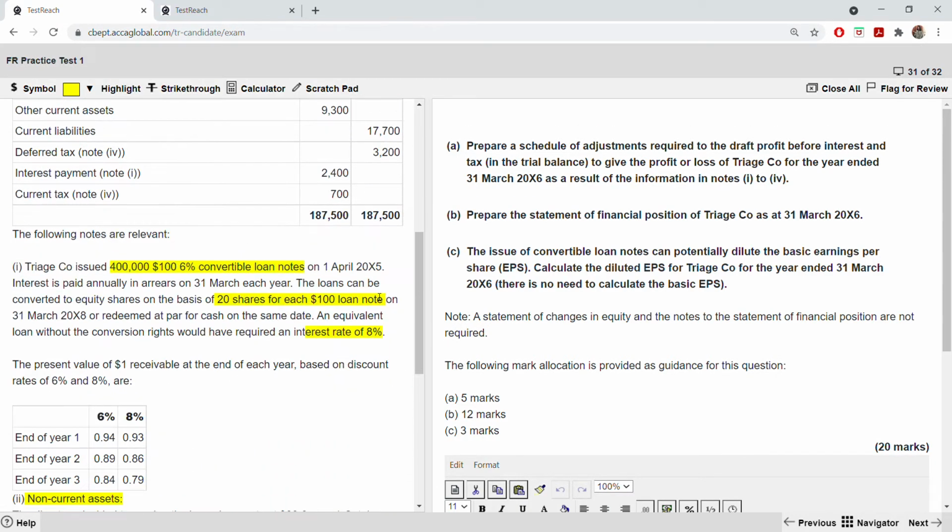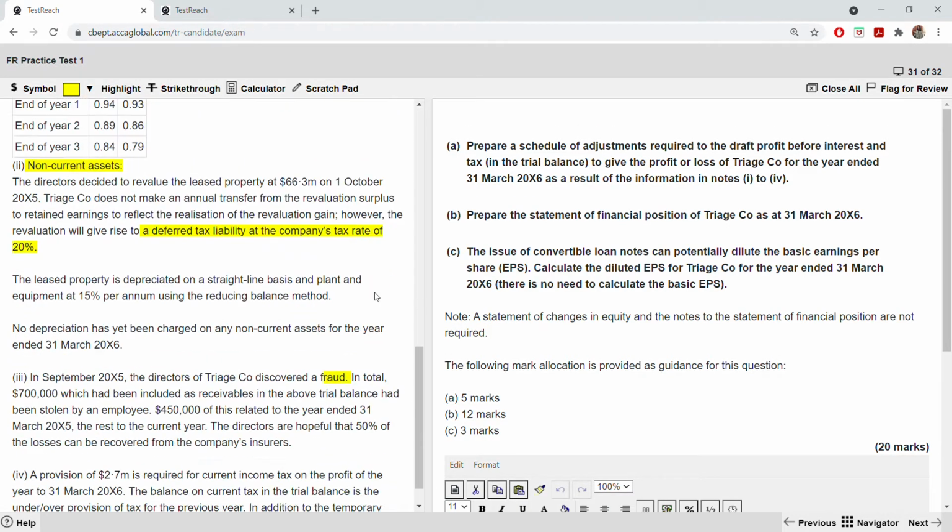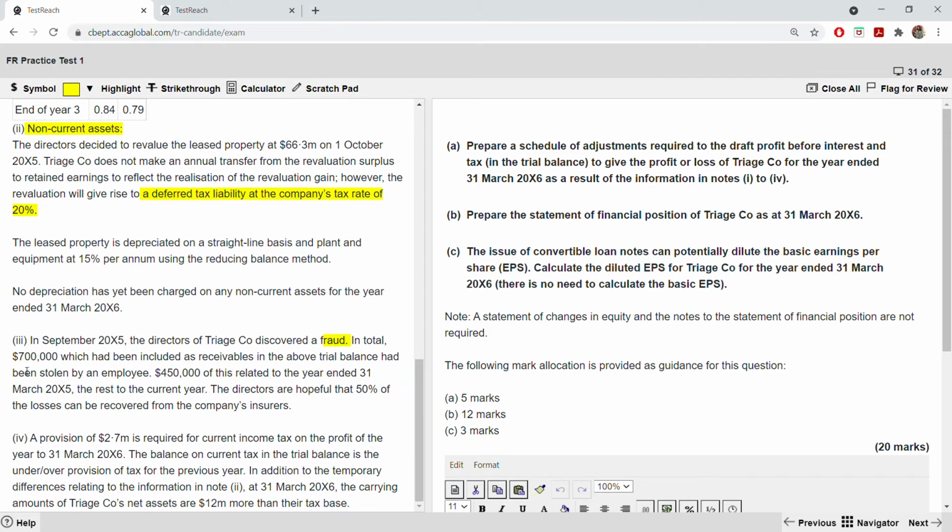In this 28 million, 700,000 has been included, but this is actually stolen by an employee. 450,000 of this related to the year ended 31st March 2005. Out of this receivable, 450,000 has been related to the year ended 31st March 2005. The rest to the current year. The directors are hopeful that 50% of the losses can be recovered from the company's insurance.